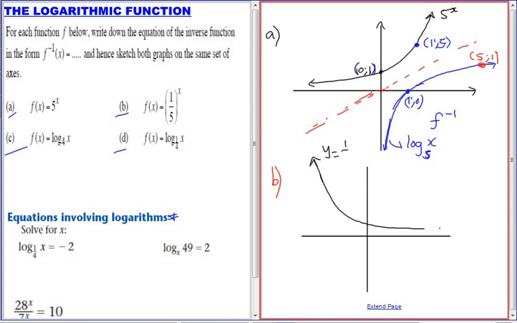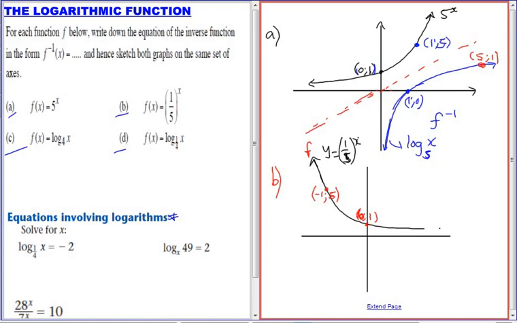Y is equal to 1/5 to the power of x. And then maybe you may want a few coordinates. Well, that one is already a known one, 0 and 1. Maybe if you put x equal to -1, y should be 1/5 to the power -1. That should be 5. Okay, so we have that coordinate 0 and 1, and then we have -1 and 5. So this is the function f.